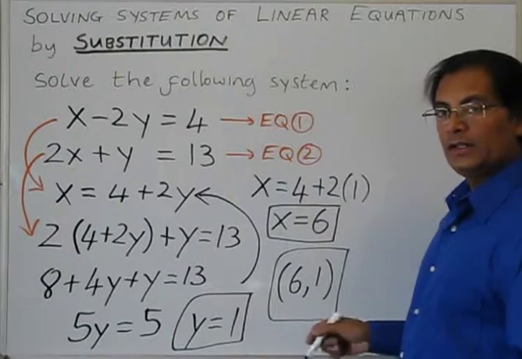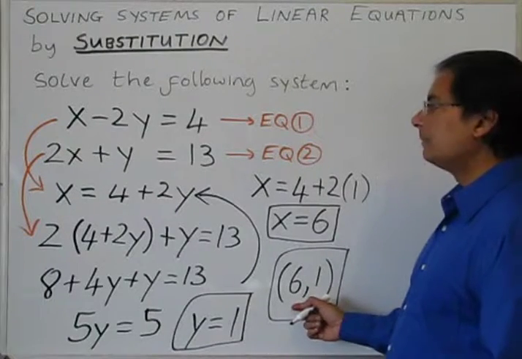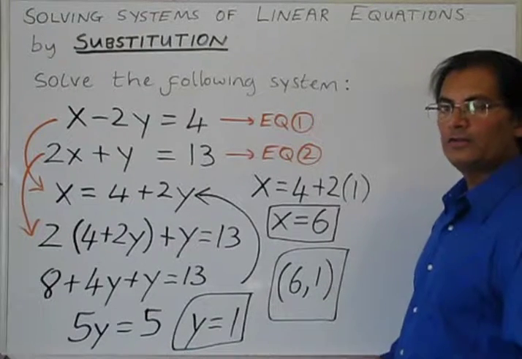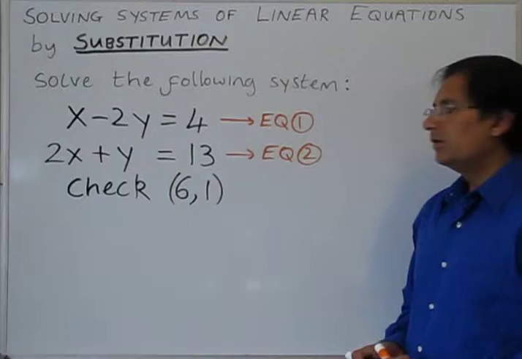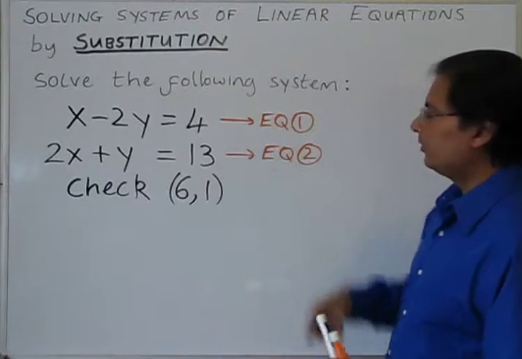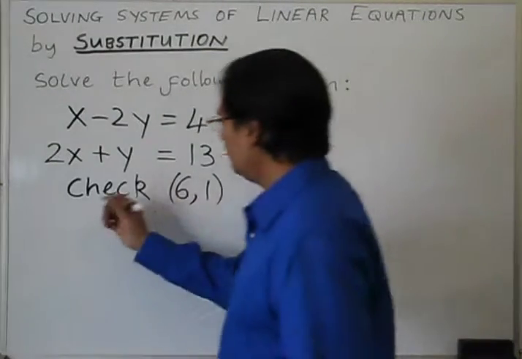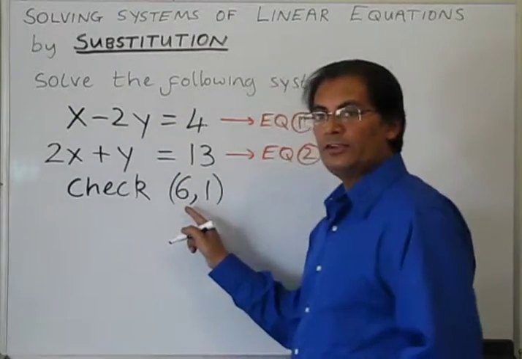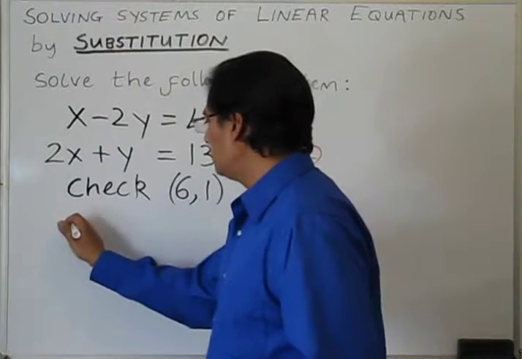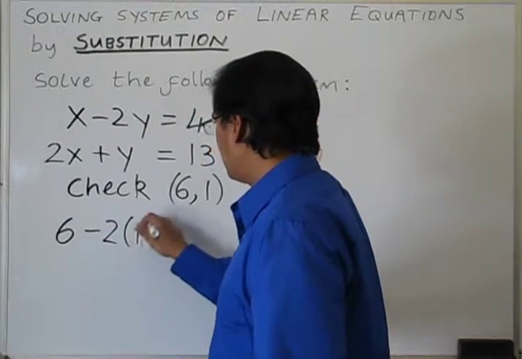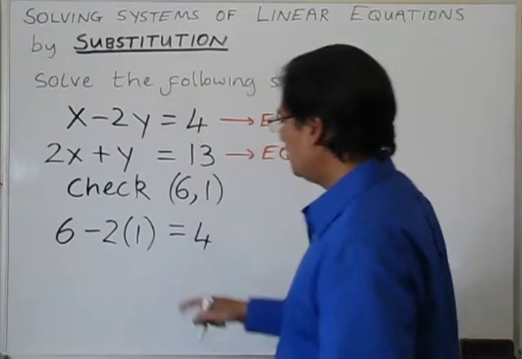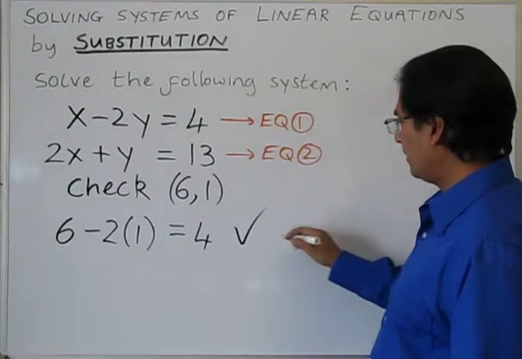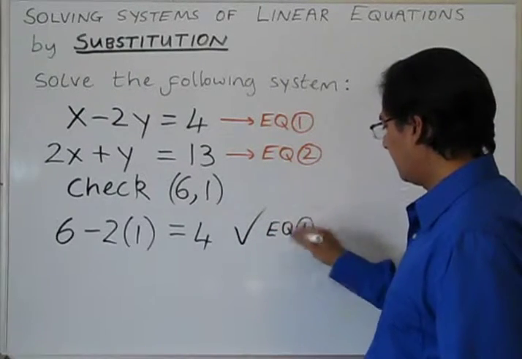Now, once we find this answer, 6, 1, we should test it in both equations just to check. So let's check our solution. We're going to check this solution 6, 1 in both of these equations. In equation 1, we have x minus 2y equals 4. Plugging in 6 for x and 1 for y, we get 6 minus 2 times 1. Is that equal to 4? 6 minus 2 is 4, and 4 is equal to 4. So that's fine. That's checking in equation 1.